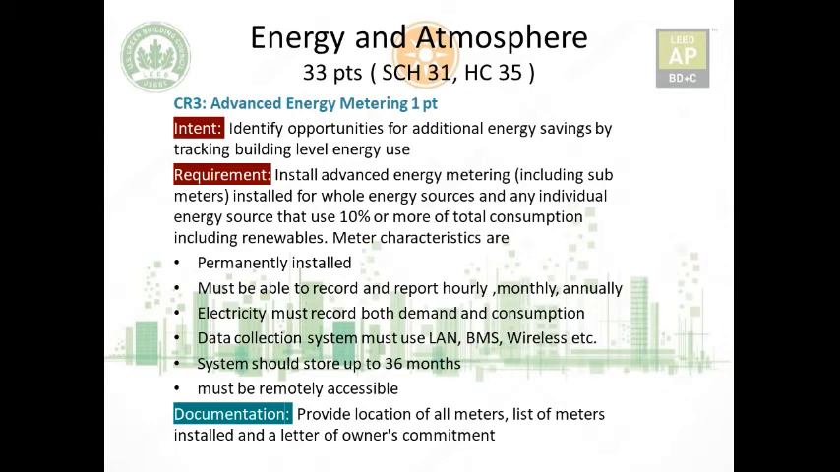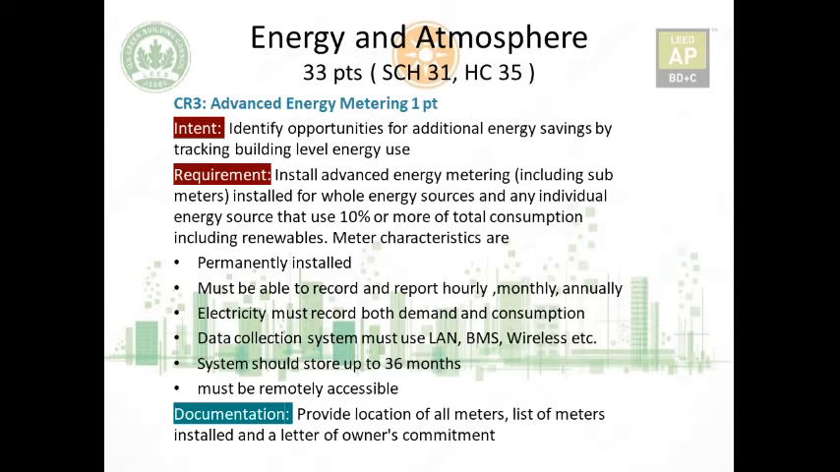What we did in water meter, we have to do the same. We have to submeter the system, install for whole energy sources and submeter for any individual energy source that use 10% or more of total consumption. But these meters that we are going to install in advanced energy metering should have some advanced characteristics as well. They should be permanently installed, must be able to record and report hourly, monthly, annually. Data collection system must use LAN, BMS, wireless, and remotely accessible.